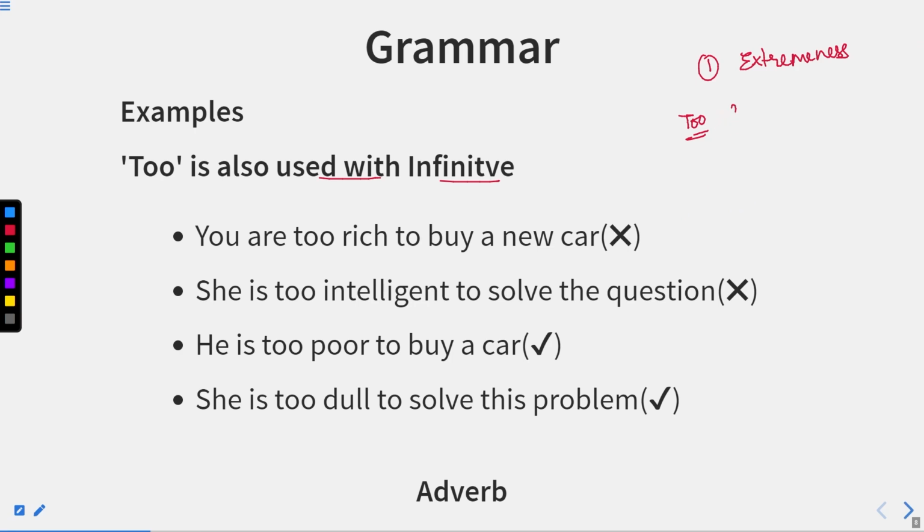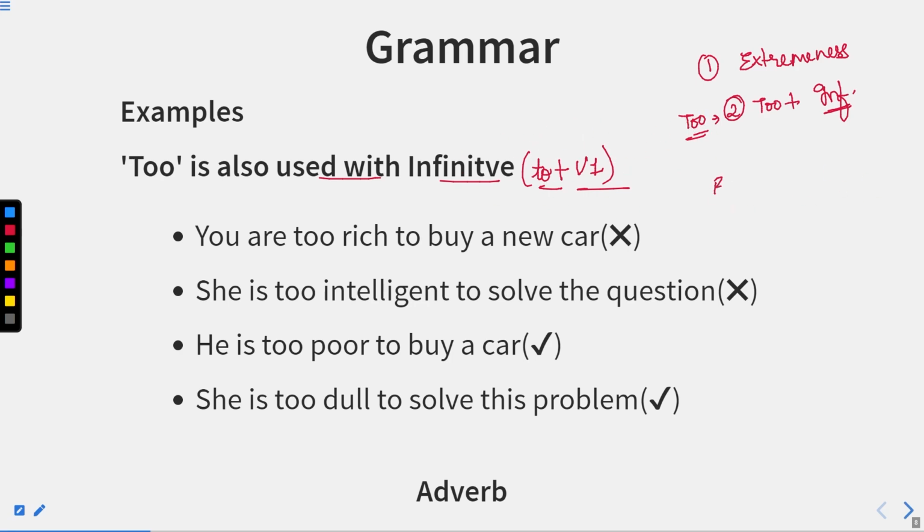Second, another use of to is that after to we have infinitive. Now what does this infinitive mean? Infinitive means to plus first form of verb, or you can say verb first form. So infinitive means to, and after that we have verb first form. This is the basic form of infinitive.